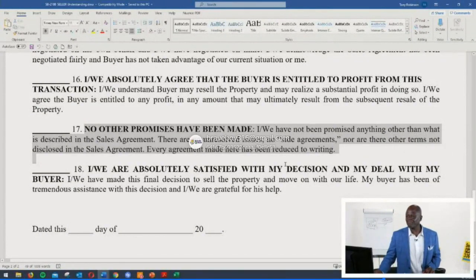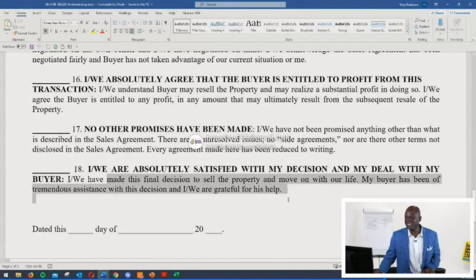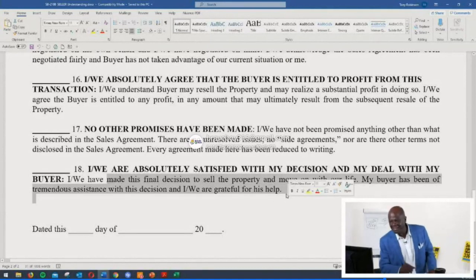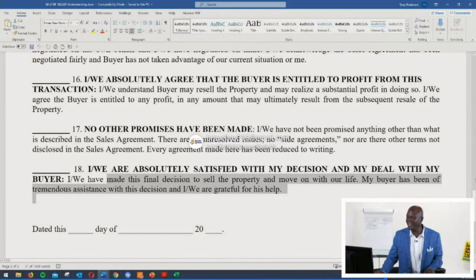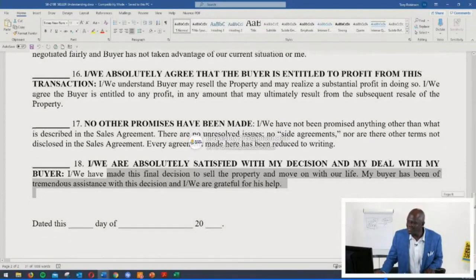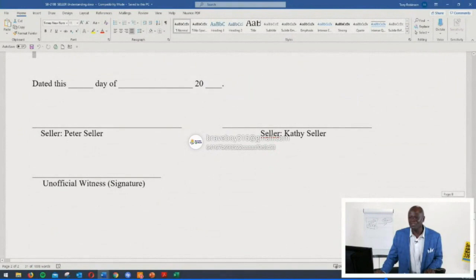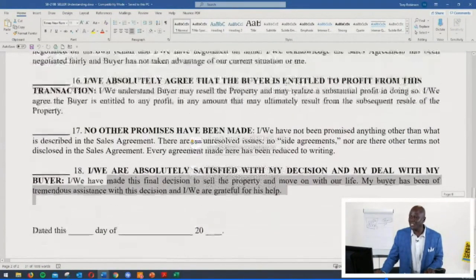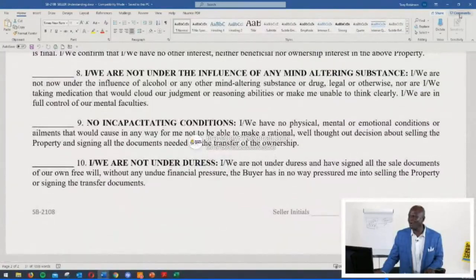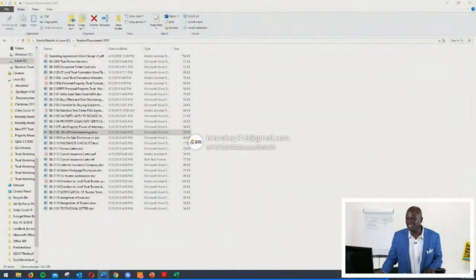All right. It says we are absolutely satisfied with my decision and my deal with my buyer. And my buyer has provided me with tremendous assistance. And we're grateful for his help. Hallelujah. All right, so we good there. That's what you want. You want to make sure they do this, and you can have it witnessed or signed or whatever. But they're going to sign all of these documents. Okay, they're going to do all that. All right, so everybody should be good on that one.